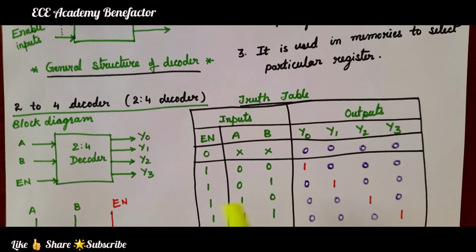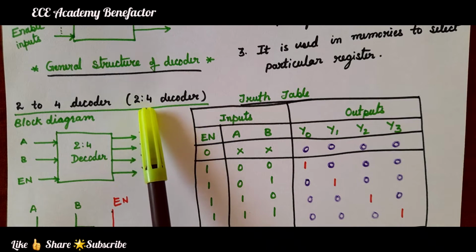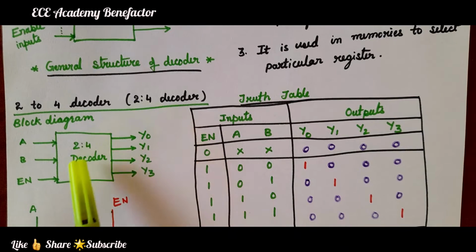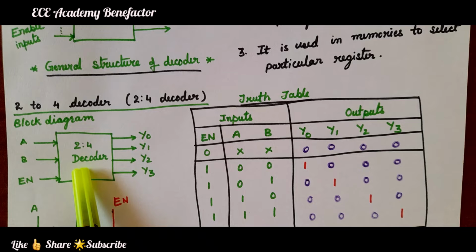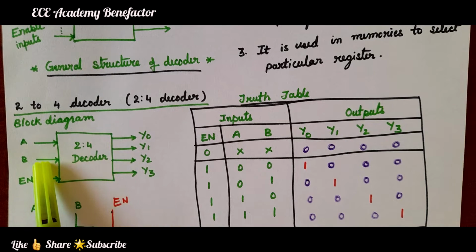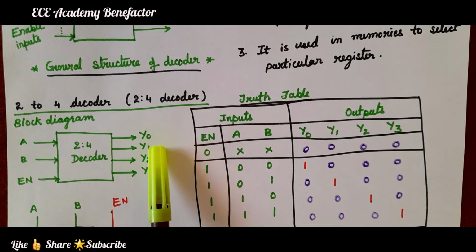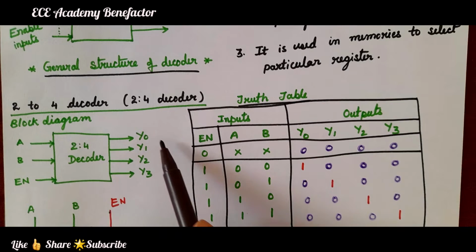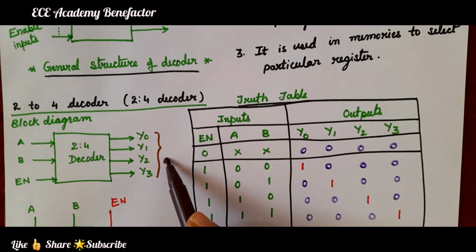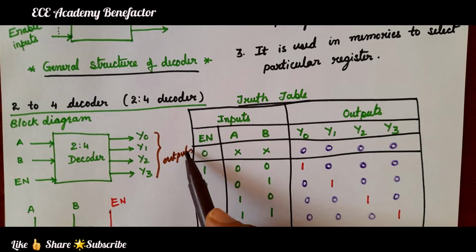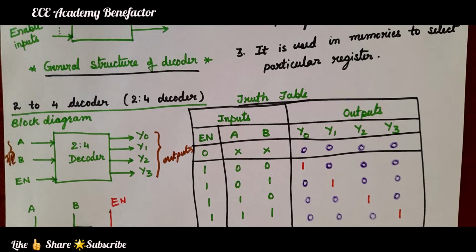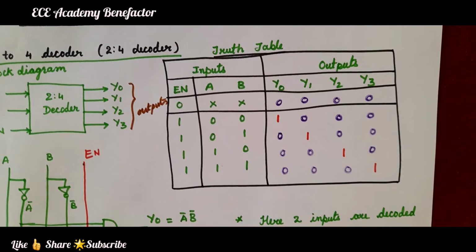Coming to 2:4 decoder. 2:4 decoder means 2 inputs and 4 outputs. This is a block diagram of 2:4 decoder with 2 inputs A and B and 4 outputs Y0, Y1, Y2, Y3. These are the outputs. And to enable the decoder, we need to connect an enable input. So, these are 4 outputs and A and B are inputs.